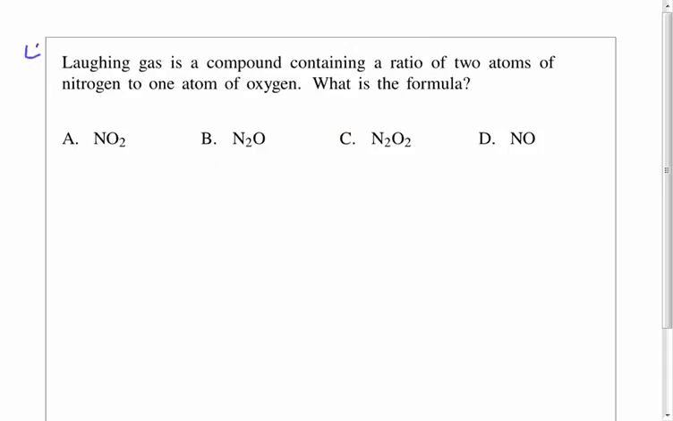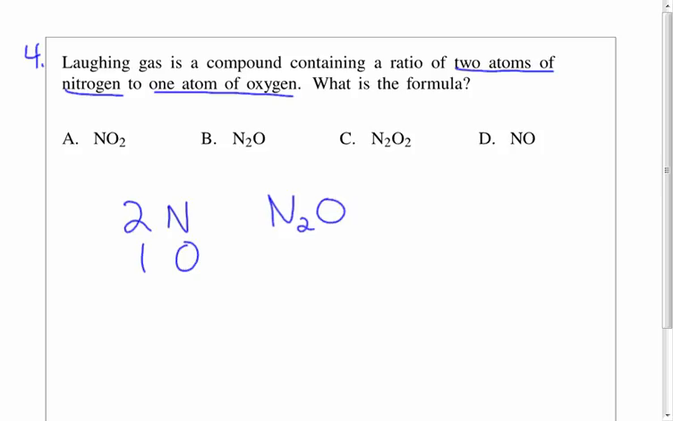For question 4, we're told that we have a ratio of 2 atoms of nitrogen, so you'll have 2 nitrogens, with 1 atom of oxygen. So we'll just put that together using our subscripts. So we have 2 nitrogens. We usually won't put a 1 for a subscript, but we have 1 oxygen, and that matches choice B.